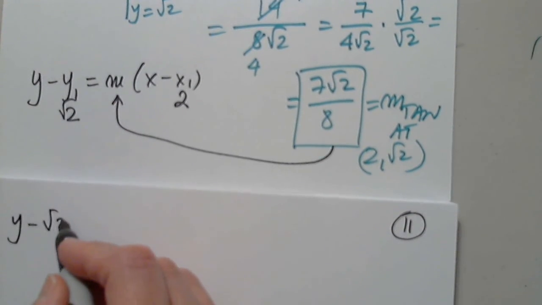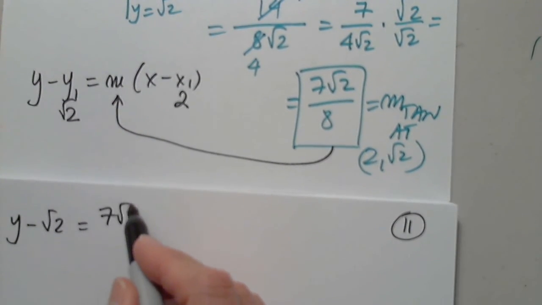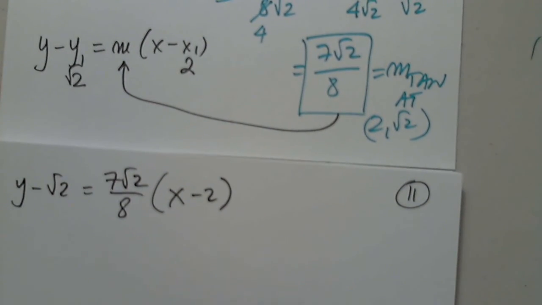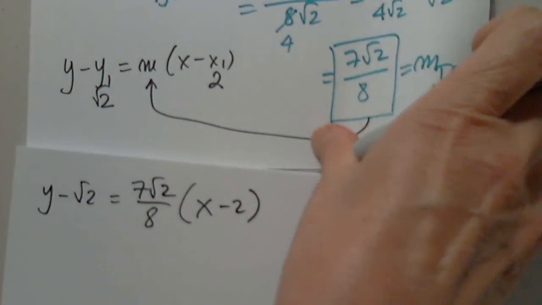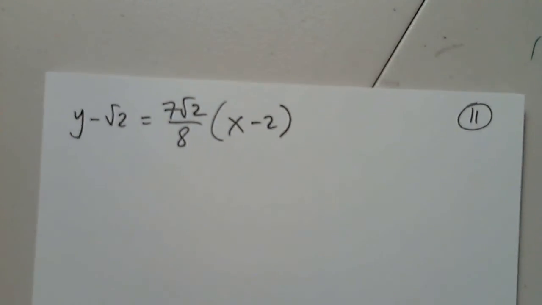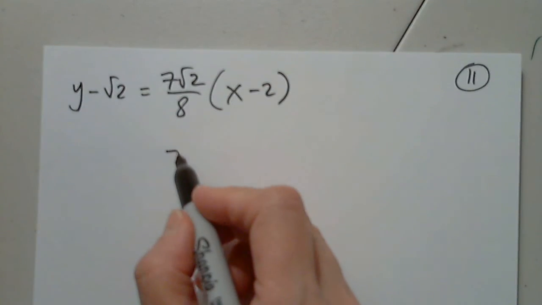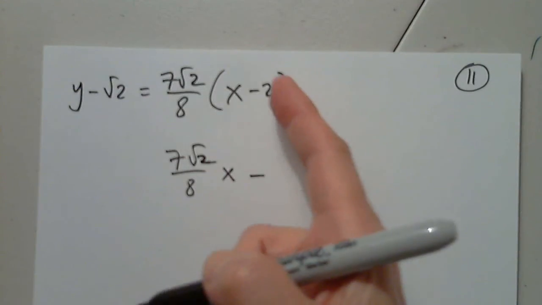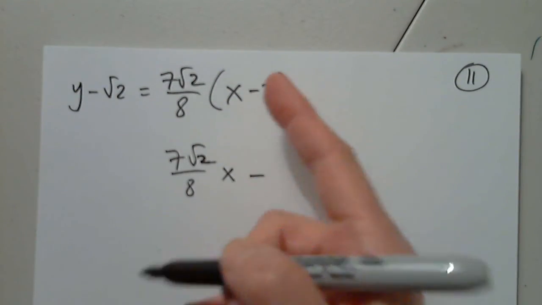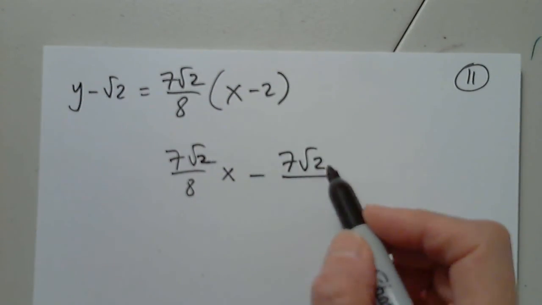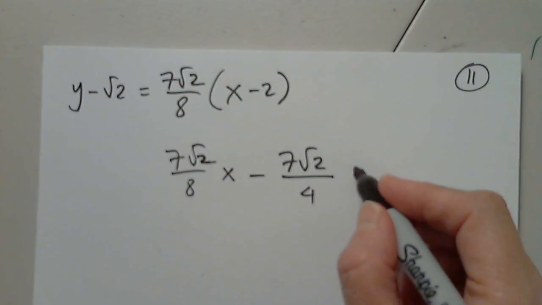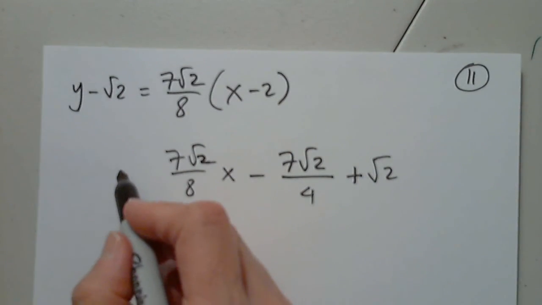So y minus the square root of 2 equals 7 the square root of 2 over 8 and x minus 2. I have to distribute. So 7 the square root of 2 over 8 times x minus, when I distribute here and simplify 2 with 8, I have 7 the square root of 2 divided by 4, but I have a negative the square root of 2 that goes to the other side as positive the square root of 2.